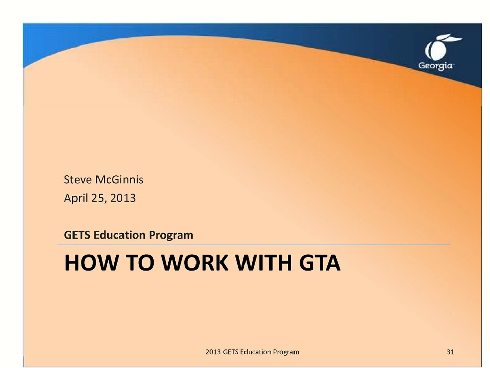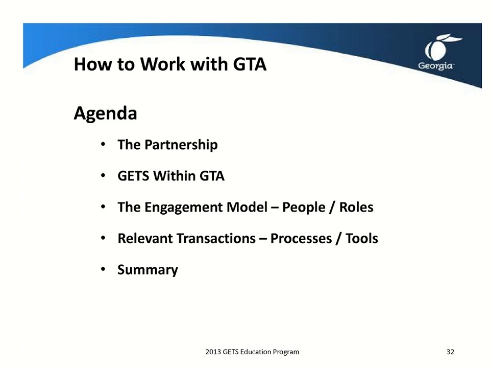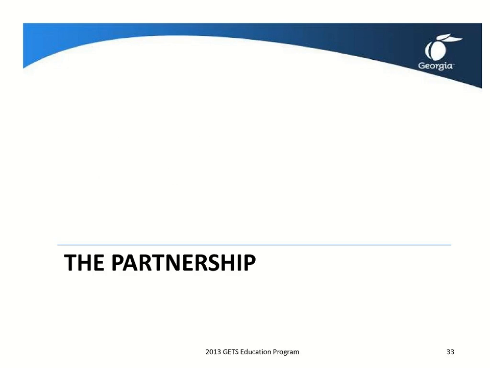Now we will transition to how to work with GTA. So the agenda for this part of the presentation is we're going to cover the partnership, how GETS works within GTA as an authority, the engagement model, people and roles that are involved, the relevant transactions you have as an agency, and the processes and tools that you can use for that. I'd like to note that there's an extensive glossary at the end of this presentation for any terms that you may not be familiar with. So let's start with the partnership.